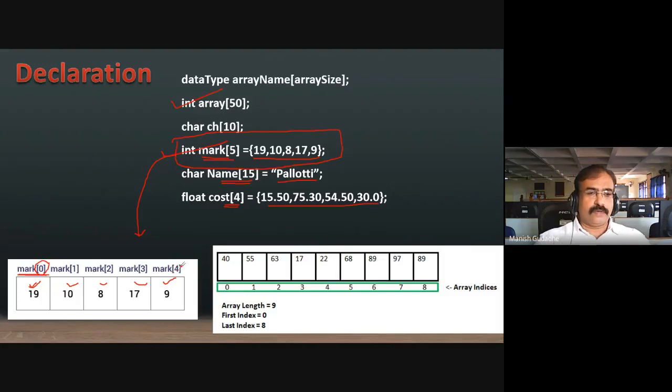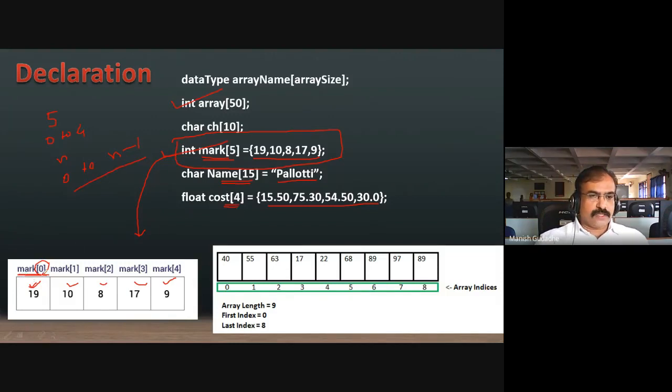But indexing will be varying starting from 0. So let us say that we have 5 elements, then indexing will be from 0 to 4. If we have 10 elements, it will be from 0 to 9. If we have 100 elements, it will be from 0 to 99. So if we have n elements, it will be from 0 to n minus 1. These things you need to keep in mind. So always keep this in mind.